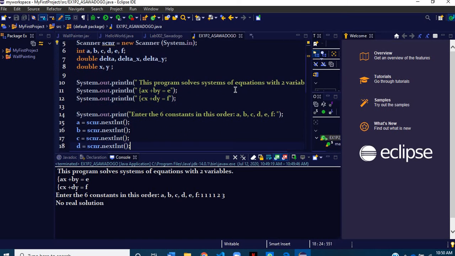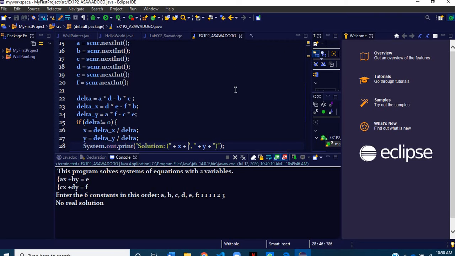And from there, I calculated the deltas. Delta is the determinant of the system, which is AD minus BC. And delta X and delta Y, I calculated those as well. So this is just mathematics. And I knew that if delta was 0, there wouldn't be a solution, or the solution would be an infinite number of solutions.